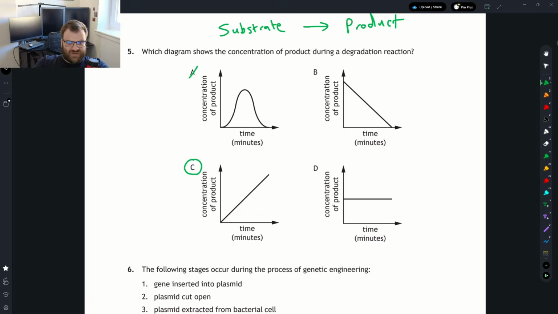A kind of looks like one of those ones about the optimum kind of values, which isn't what we're talking about. The substrate's concentration would go down over time, which would be that one. And then D, nothing's happening, so maybe that would be like the enzyme doesn't get used up. So that would stay there, but the answer is C here.